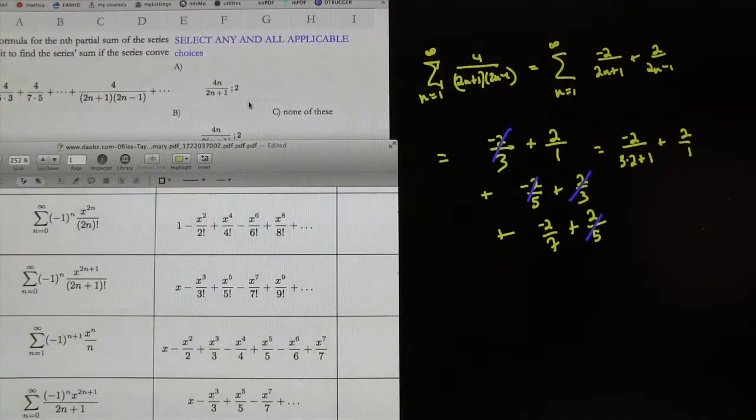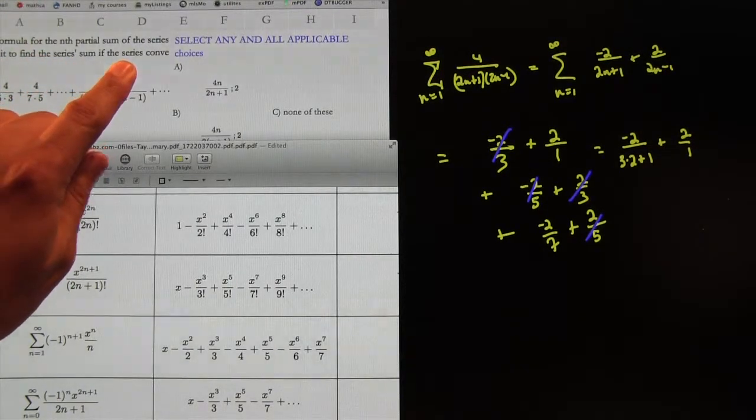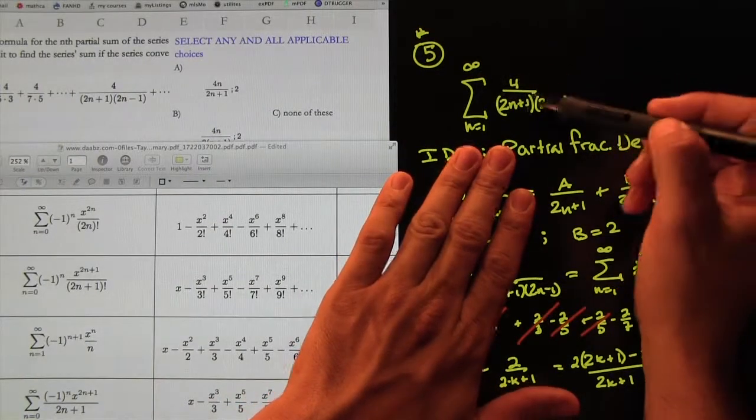Alright, so here we go. Let's do some more of these. So number 4 says find the nth partial sum. This is sort of review from previous sections. Looks like we're trying to add this creature right here.